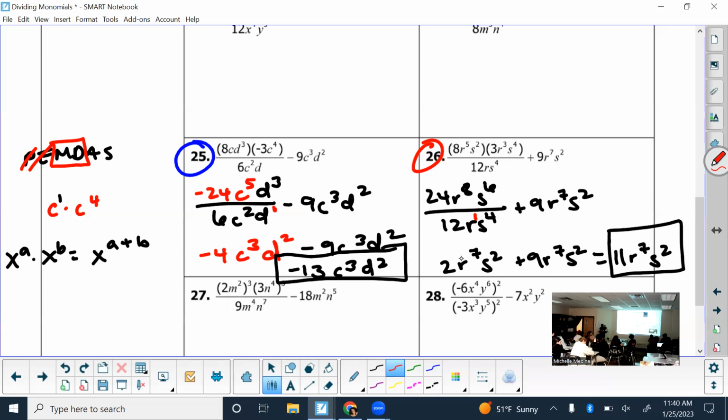Lastly, bring down that other thing I haven't touched yet. See if you can even add them. Sometimes they're not like terms, and you can't, and then you're just done. But these are both r to the 7, s squared. So that means combine the coefficients, 2 plus 9 is 11, and then leave the rest alone. But still, it's in your answer. Just don't change that part. So questions on that?